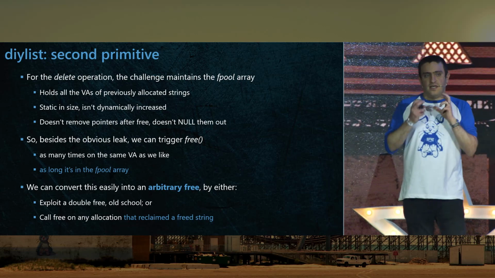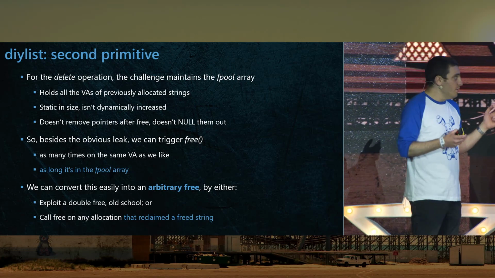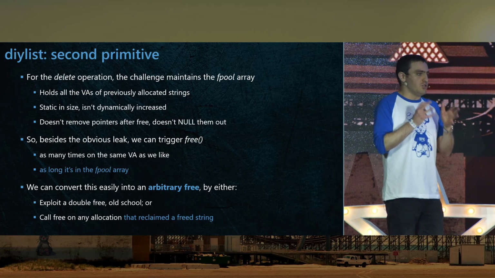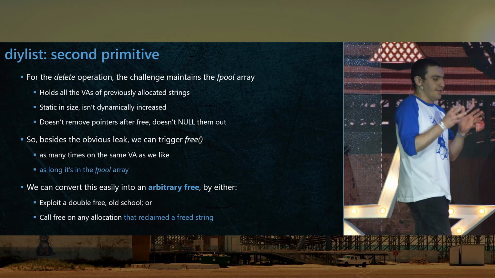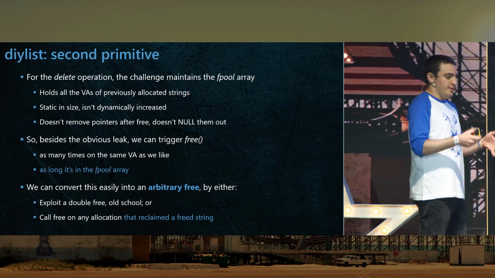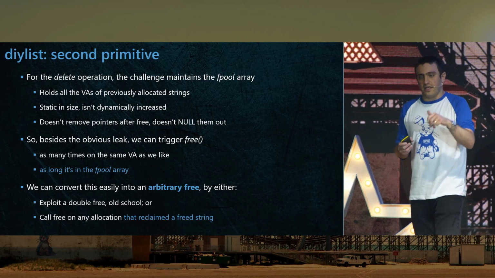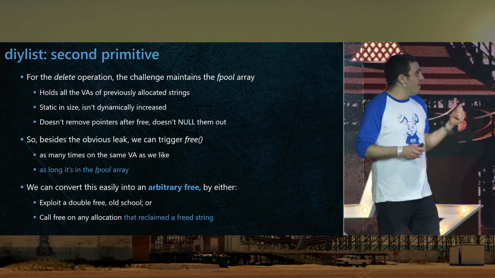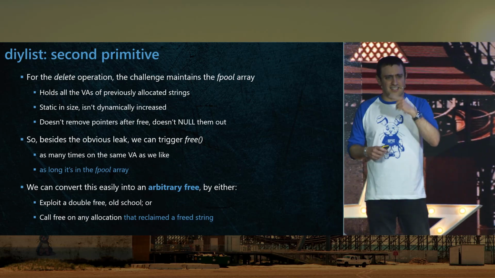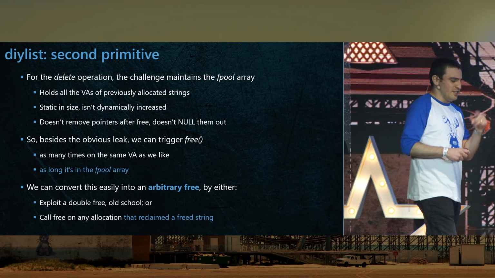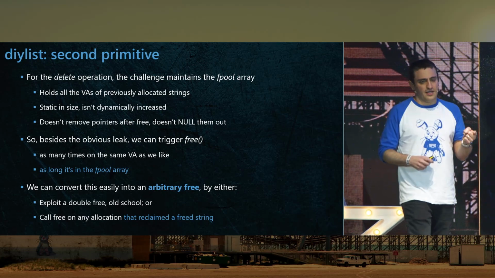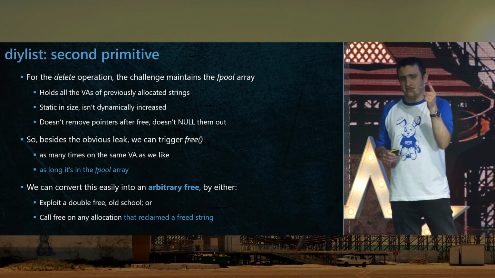Instead, it maintains a global array that's called fpool. This array just contains all of the virtual addresses of all of the allocated strings ever. So every time that you add a new string, the address of the new string goes into this buffer. Now, this buffer is static inside, and it doesn't increase. And also, the challenge does not remove pointers after it frees them, and it doesn't null them out.